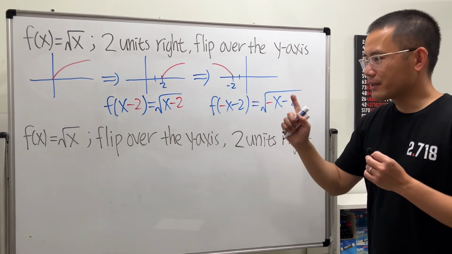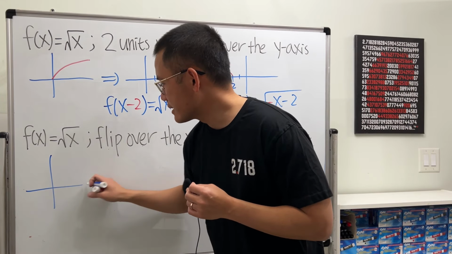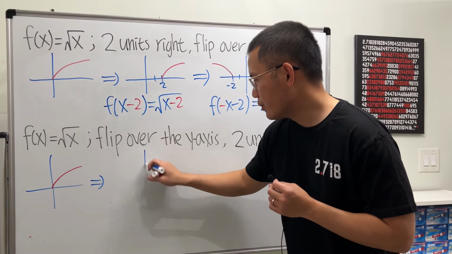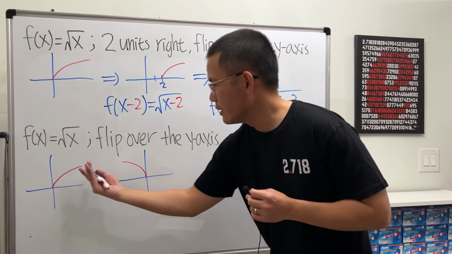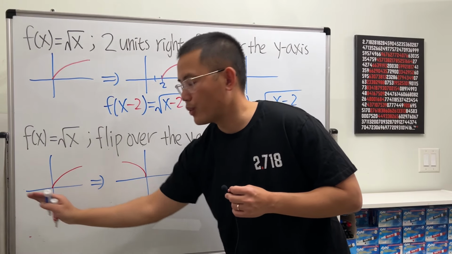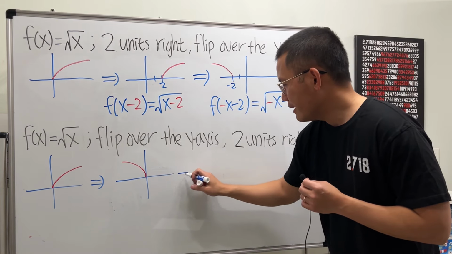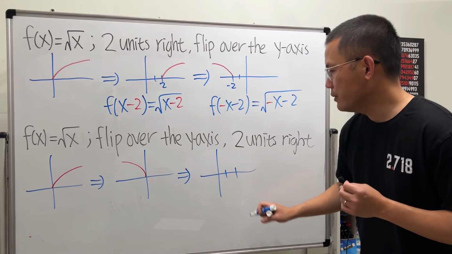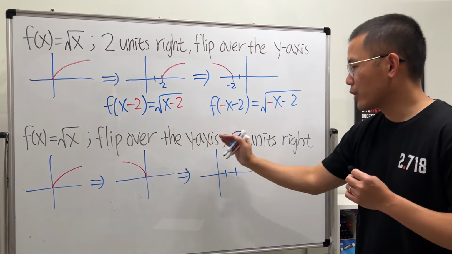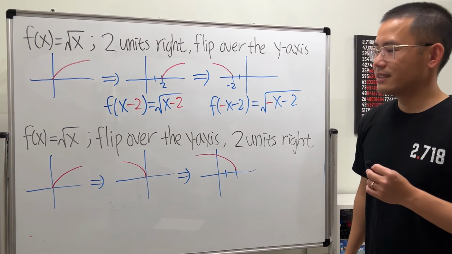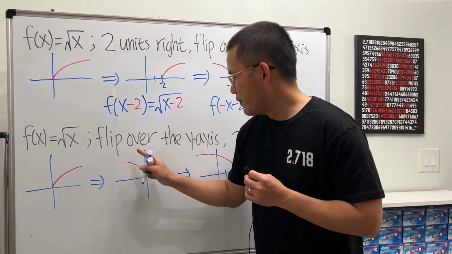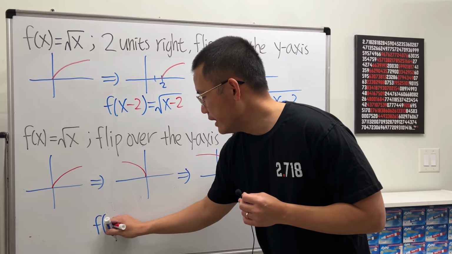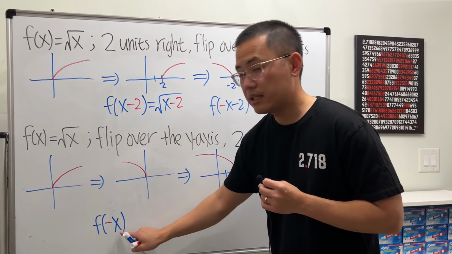Okay? So now continue. Still start with square root of x. That looks like this. But first, we are going to flip over the y-axis. So we'll just go like this right away. Flip over the y-axis. Take that, go to the other side. And then after that, we will go 2 units to the right. So here is 1, 2. But we take this portion, go to the right 2 times. So it looks like this. Now, flip over the y-axis. We will have f of -x. We just negate the x to do the flip about the y-axis.